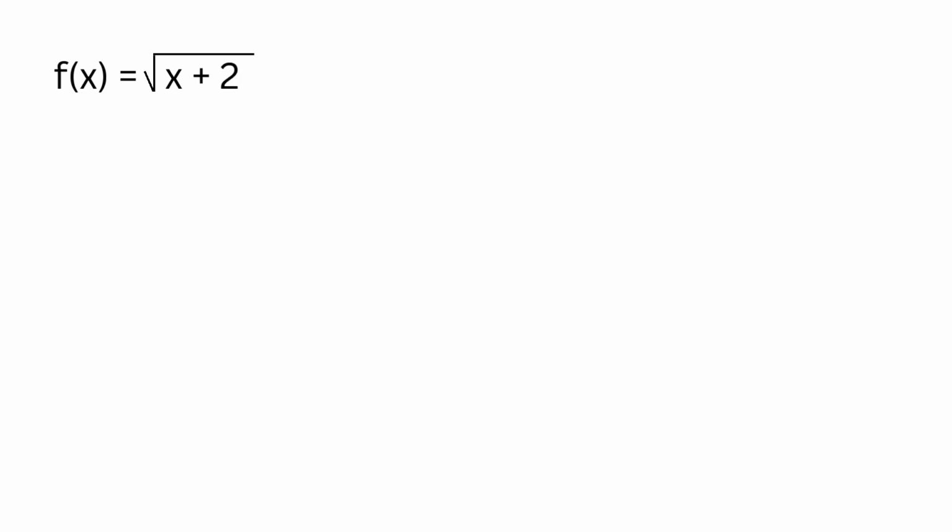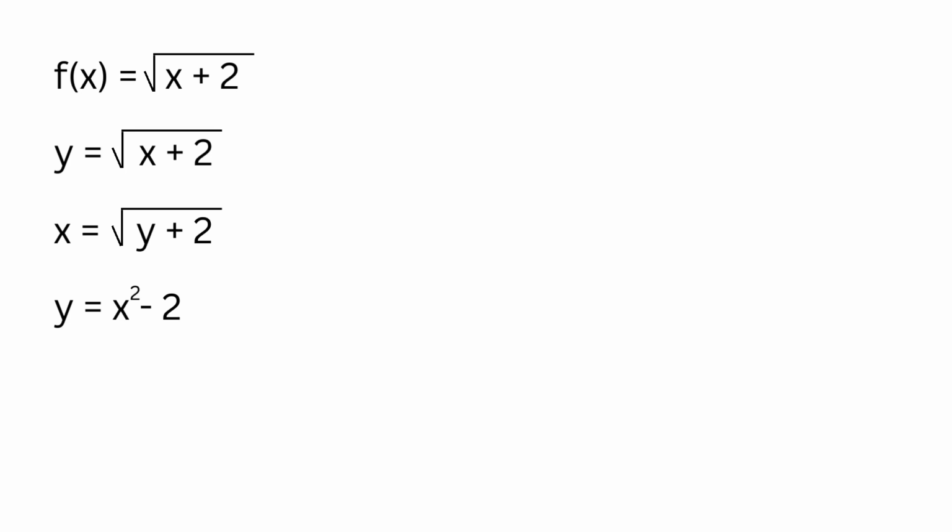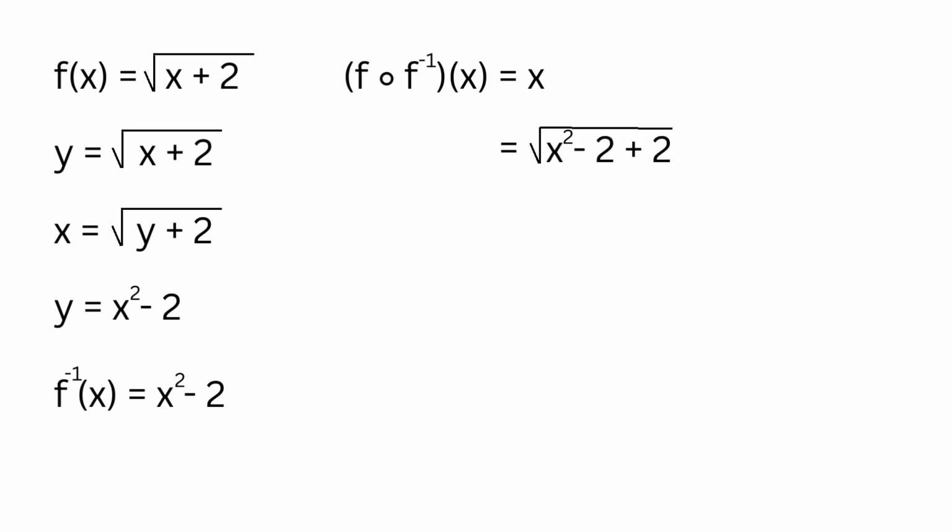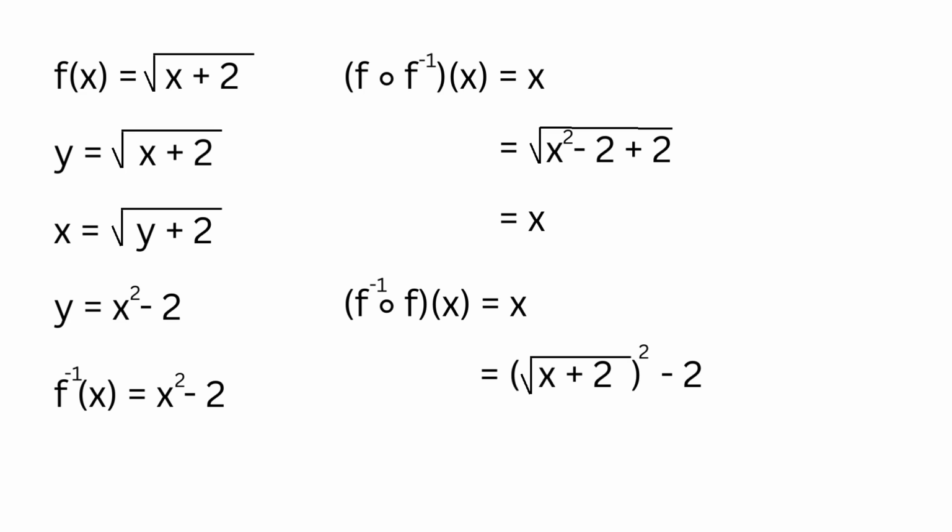Now let's solve for this example. Do the same procedure and replace x by y and vice versa. Now solve for y. So the inverse equals radical x squared minus 2. Now check with the same steps. So radical x squared minus 2, plus 2, equals x. And second one, radical x plus 2, squared, minus 2 equals x plus 2 minus 2 equals x.